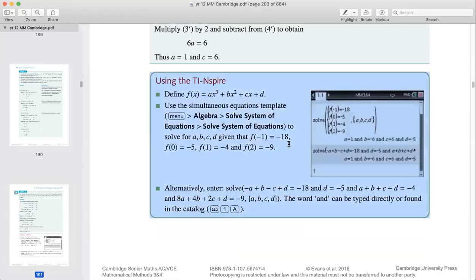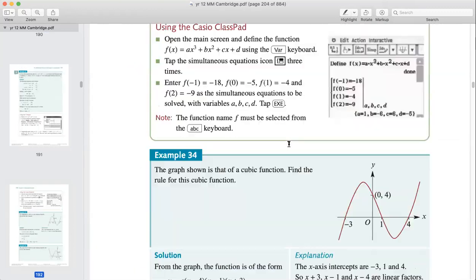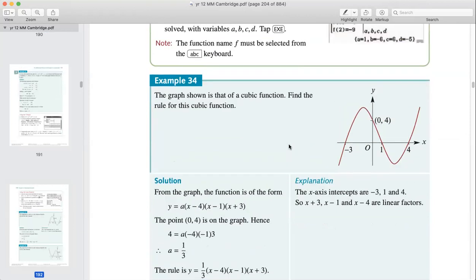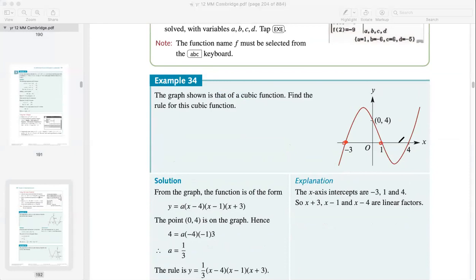Over here, let me show you guys this. For this one, the graph shows a cubic function, and we need to find the rule for it, which means you have to be really familiar with the cubic function graph. From the graph, we know -3, 1, and 4 are the 3 intercepts, right? So we can directly write our form like this. Then we just plug in one more point, 0, 4, and done, everything.